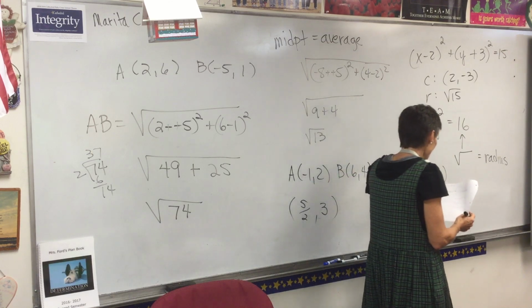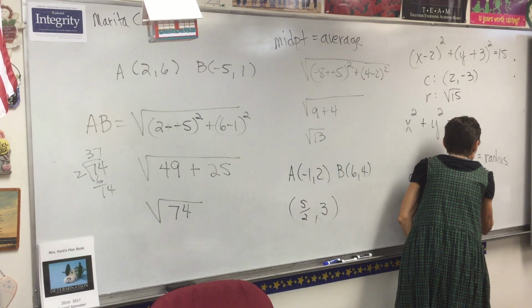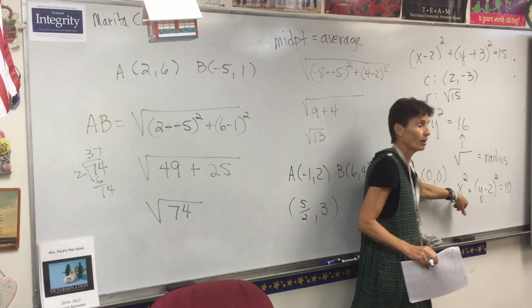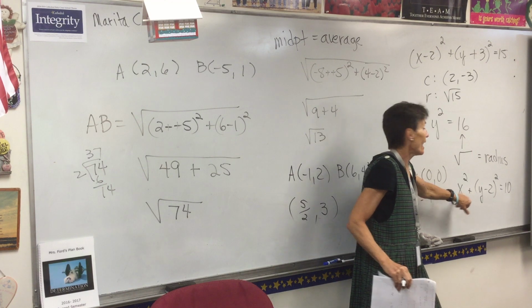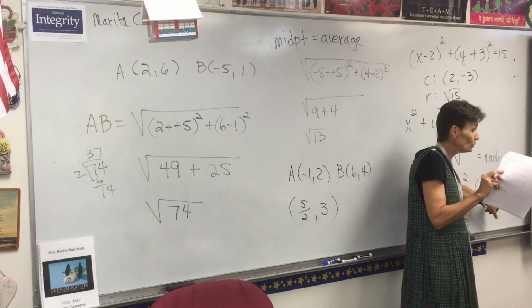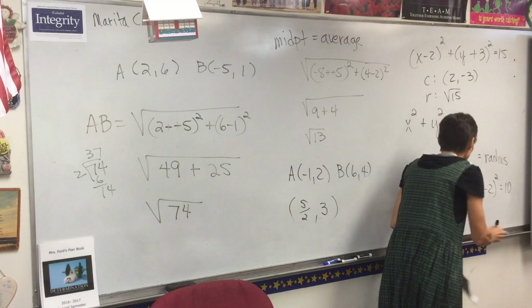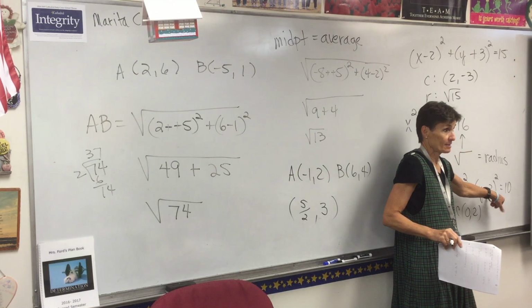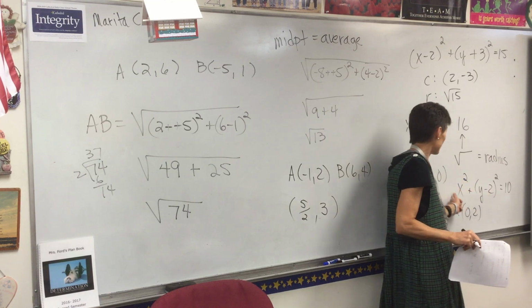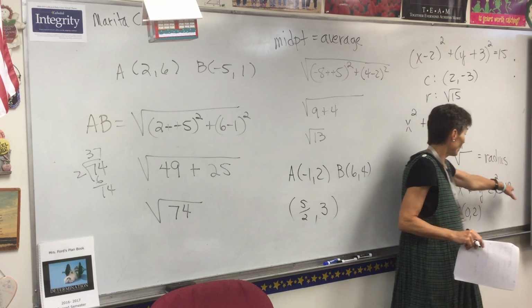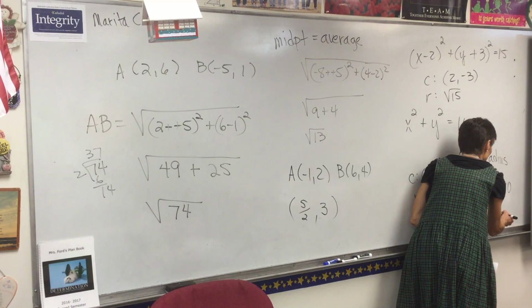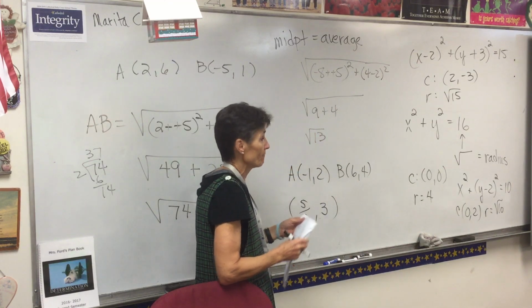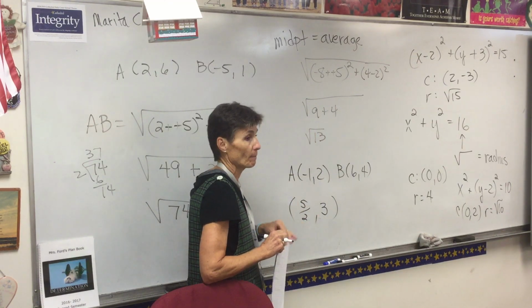Okay? So if we had one like this that isn't on your sheet, where do you think the center of this one would be? 0, 2 would be your center. Remember, it's the opposite of the parentheses. So 0, 2. And what would my radius be? Square root of 10. Your radius is always the square root of that number, that equals number.